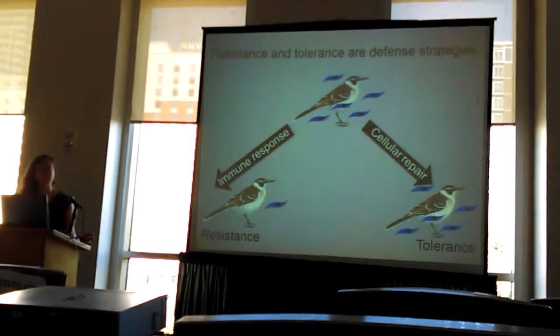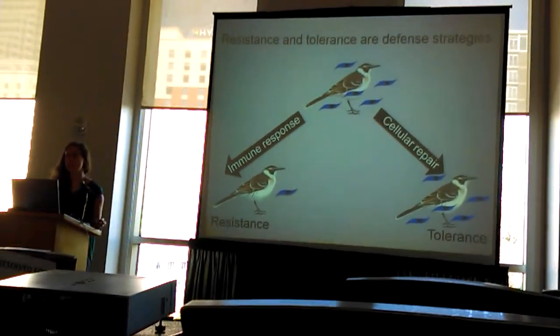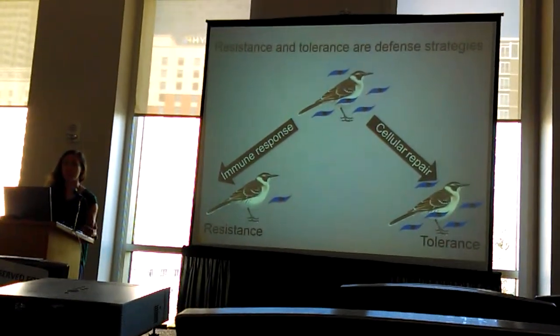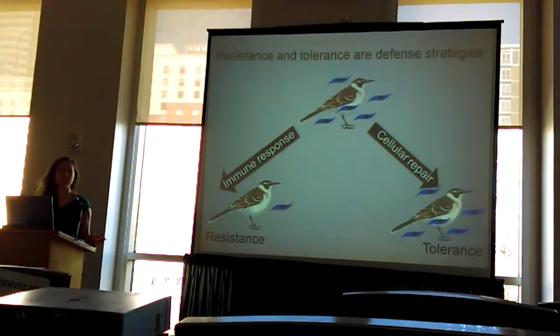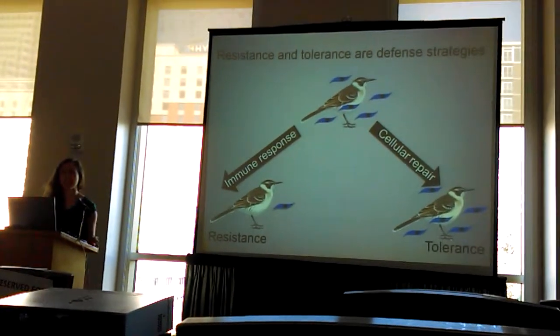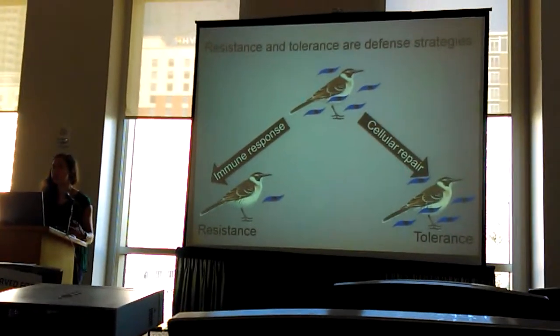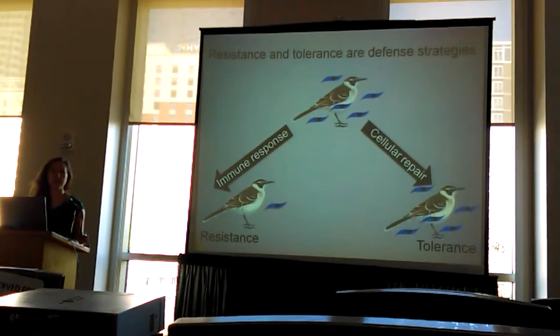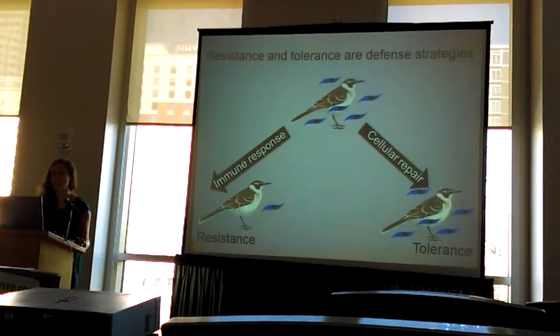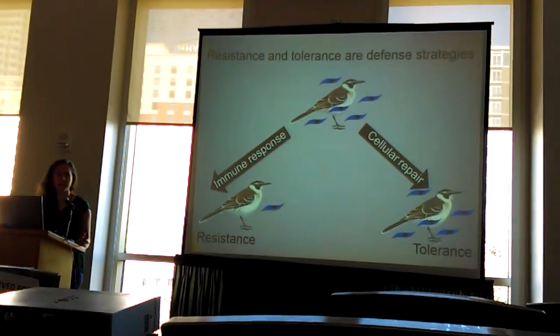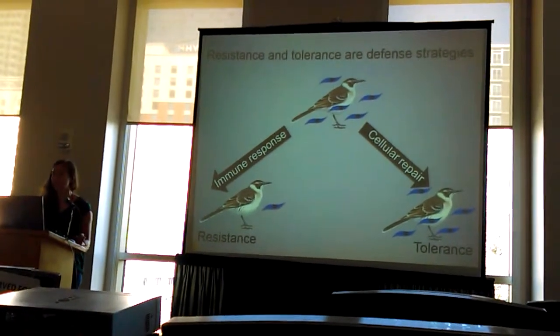In contrast, tolerance mechanisms are ways by which the host can recover from energy lost to the parasite without reducing parasite burden. In this example, the host could also increase cellular repair, which would allow it to maintain fitness without affecting the parasite burden. Now, resistance mechanisms have been well studied, but we're increasingly finding that tolerance is a common and effective defense.